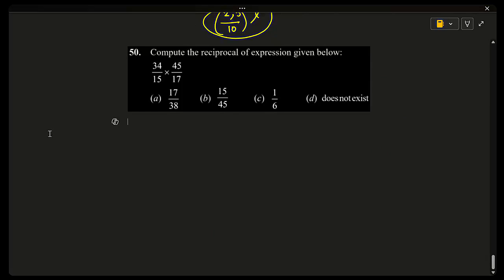Compute the reciprocal of the expression given below. Okay. So first let us compute this. 34 divided by 15 multiplied by 45 divided by 17. 17 twos are 34. 15 threes are 45. 2 threes are 6. So they are asking the reciprocal of the given expression. So the reciprocal of 6, finally you should write 1 by 6. That is option C.